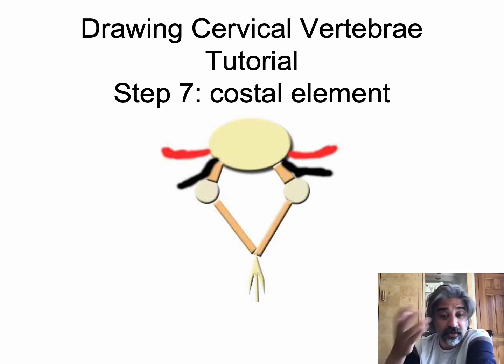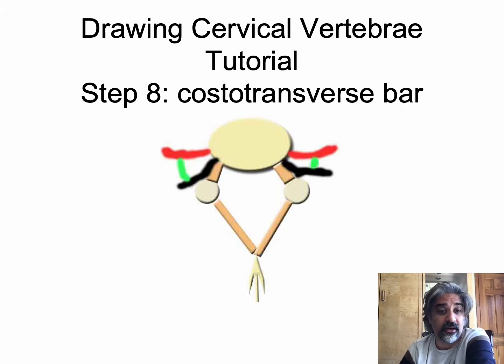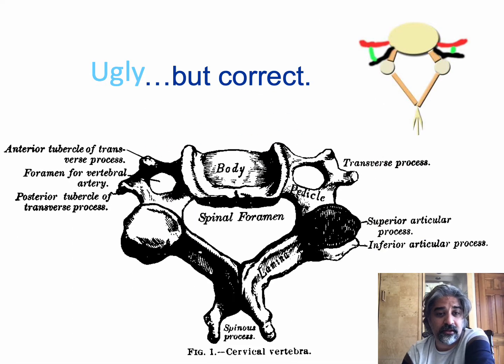But in the cervical spine, obviously we don't need ribs. So this is the one in red. Now you're going to connect these with a line, and that is your costotransverse bar. That makes sense, right? The transverse process, the costal element, connect them, and that becomes the costotransverse bar. So yes, it's ugly, but it's correct.